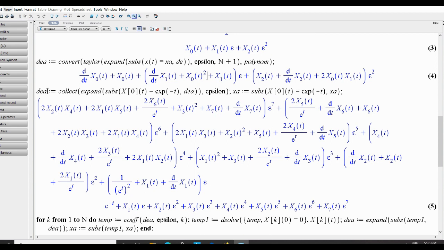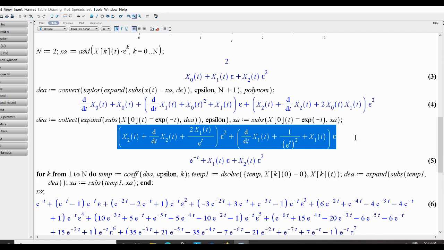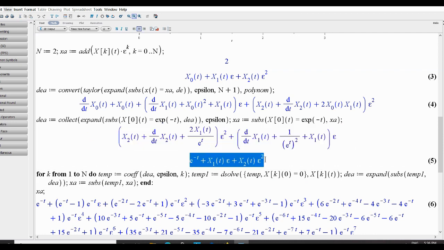Now what I will do is, this was DEA. In DEA I am substituting x0 of t is equal to e to the minus t and just calling it DEA, and in XA, my approximate solution, I am also substituting x0 of t is equal to e to the minus t. When I do this, here is what remains of my DEA, and here is what I know of my asymptotic solution up to now. Then I will take this one, solve it with initial condition 0, then I'll substitute that, and I'll solve this. So I'm doing that in a loop here.